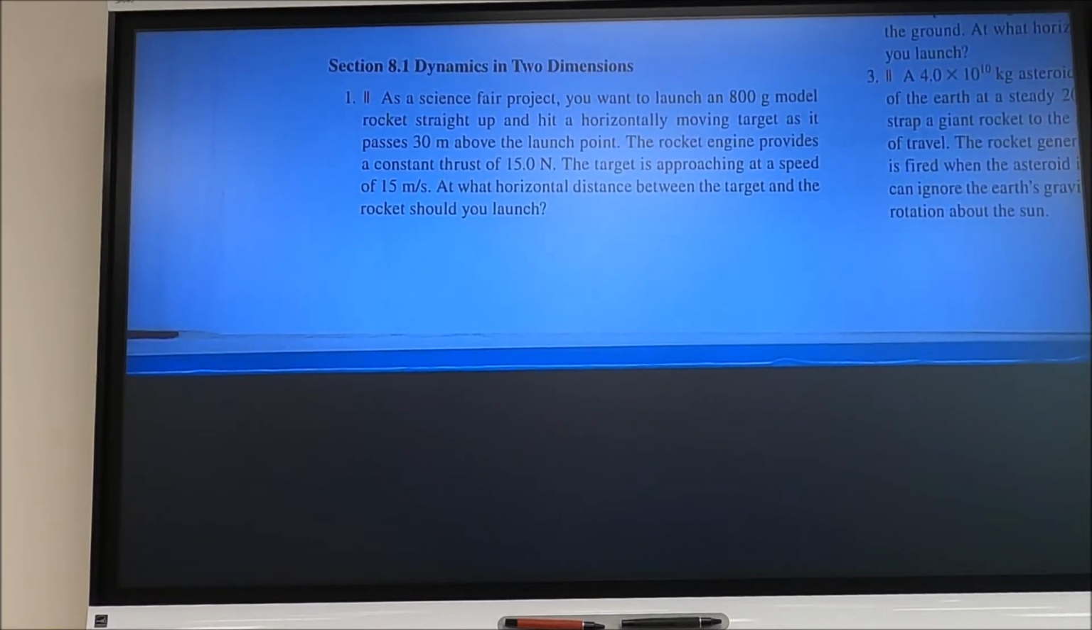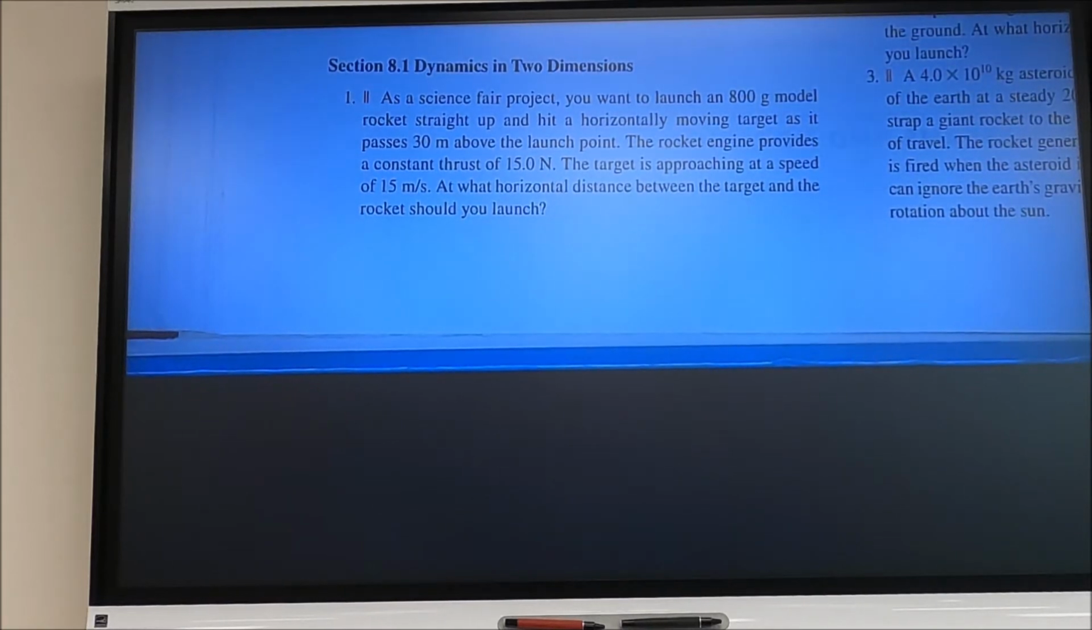It says, as a science fair project, you want to launch an 800-gram model rocket straight up and hit a horizontally moving target as it passes 30 meters above the launch point. The rocket engine provides a constant thrust of 15 newtons. The target is approaching at a speed of 15 meters per second. At what horizontal distance between the target and the rocket should you launch your rocket?